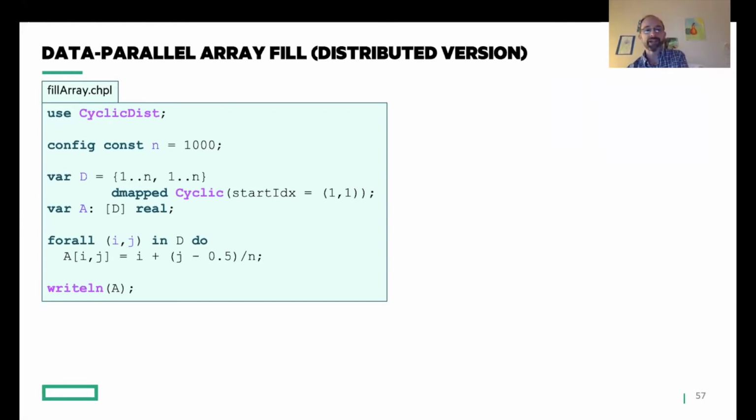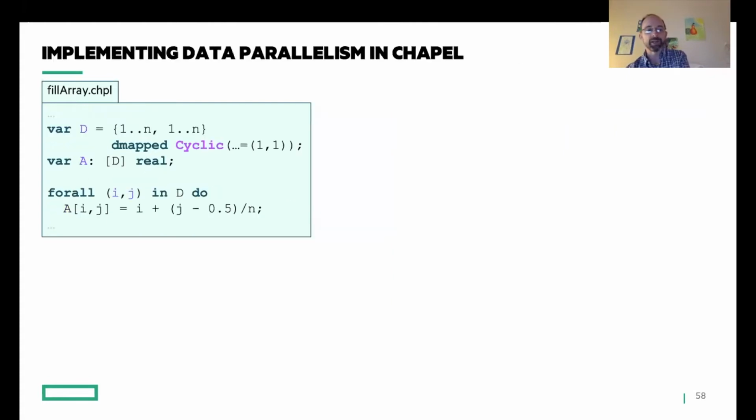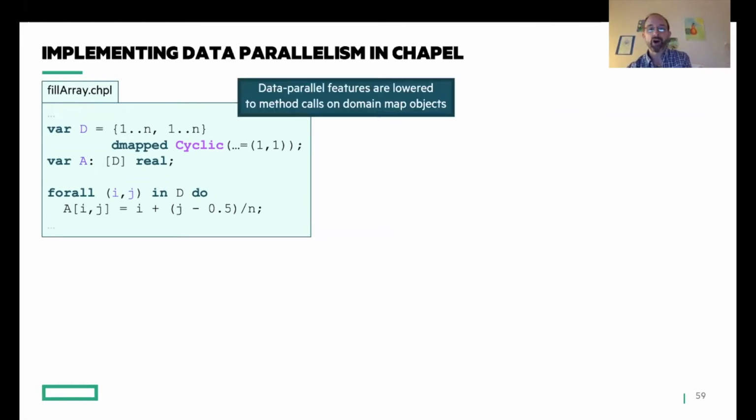All right, so that's how we do data parallelism in Chapel, again, for a very simple example, both in shared and distributed memory. Let's look at how we implement data parallelism. And I'm just going to zoom in on the key lines here in order to get myself some more screen space. All right, so all these data parallel features are lowered basically to method calls on these domain map objects. So cyclic is an example of the first domain map object we've got here.